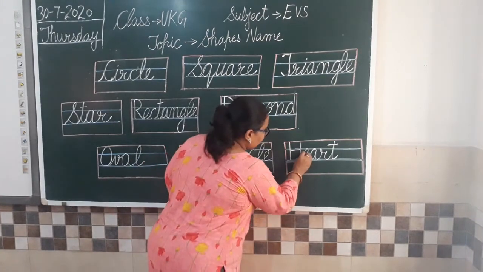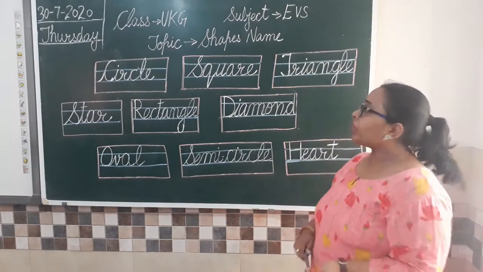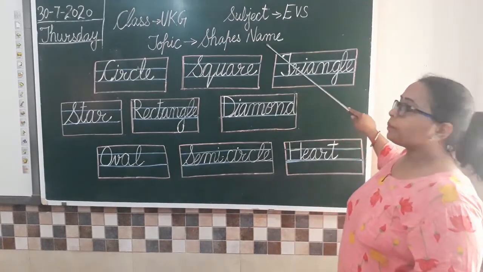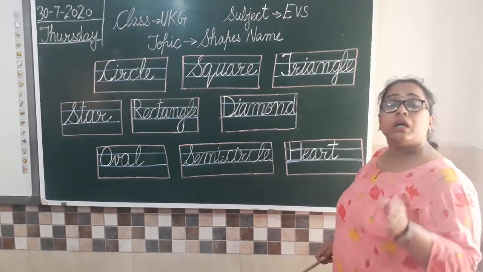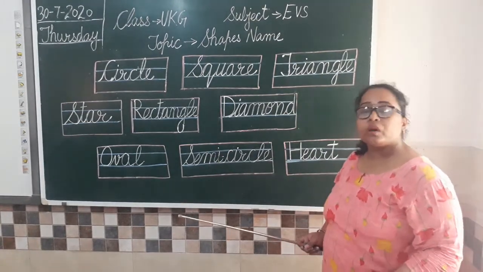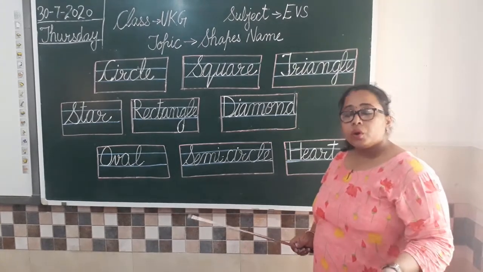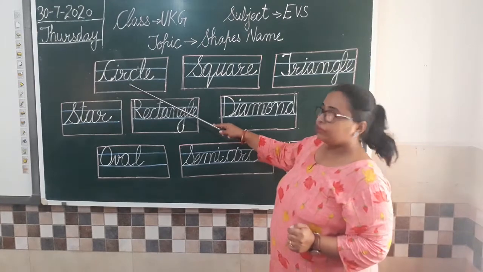Heart shape. Clear everyone? How we have done our work? Today we have done the shape's name and we are supposed to write all these shapes name in our notebook, but not like this. So how you have to do this work in notebook, I'll tell you, but let us first revise these names. Circle.